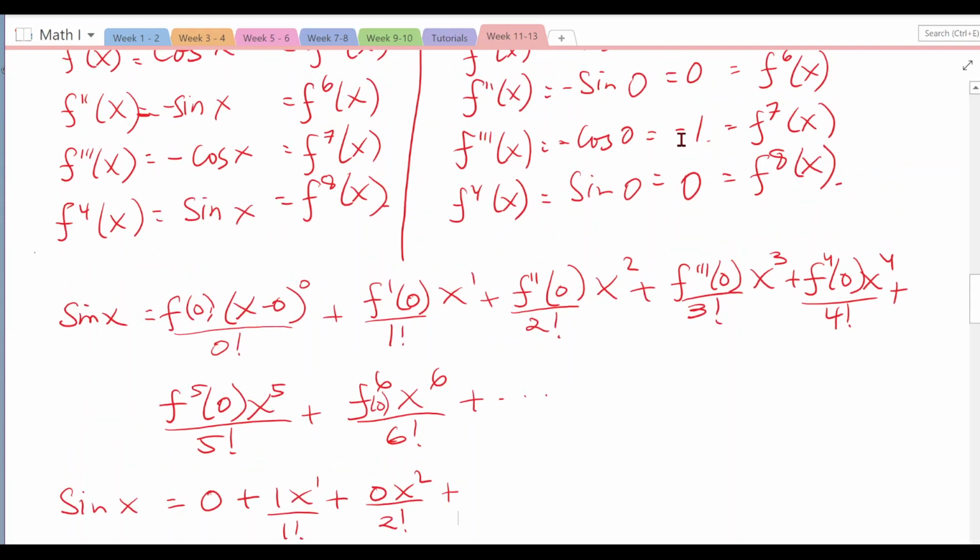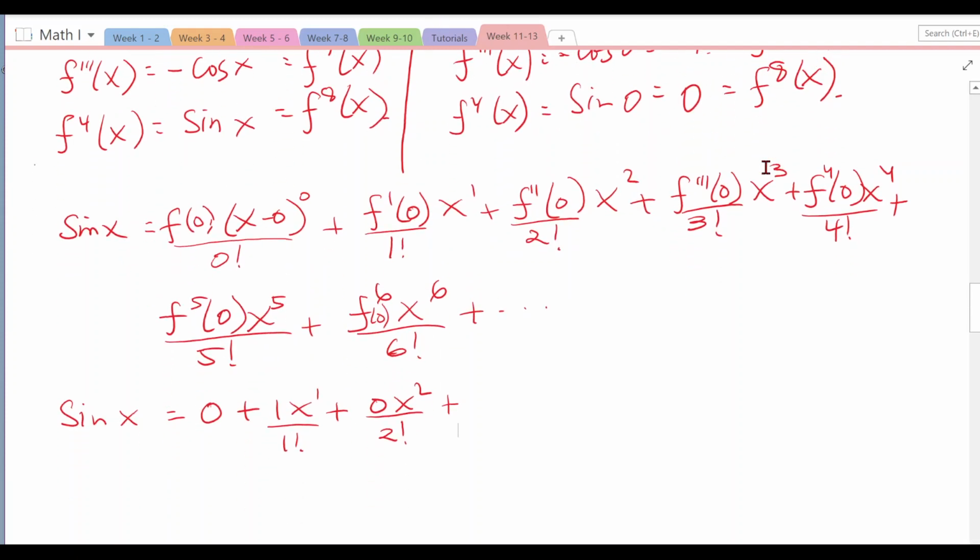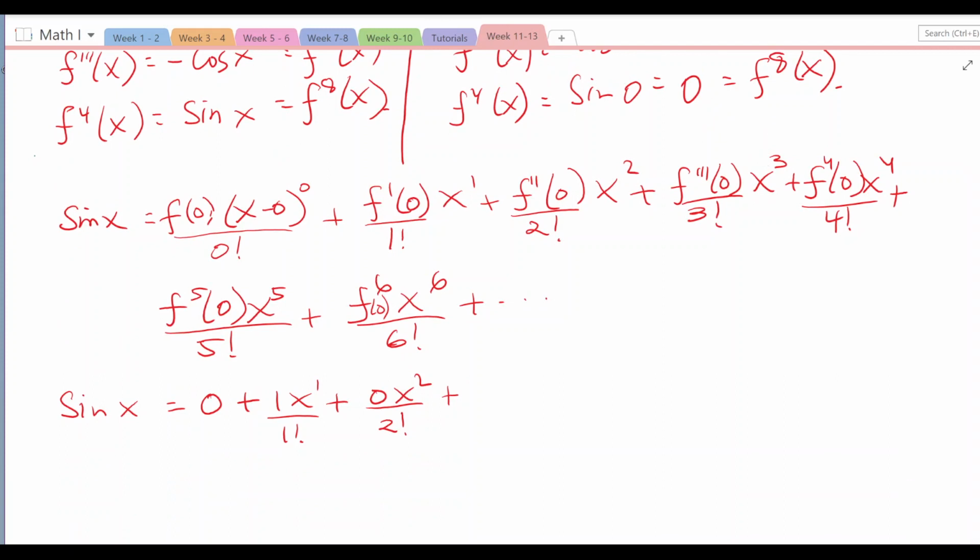And then the next term: first derivative, second derivative, third derivative. The third derivative is negative 1, so this is actually negative x to the power of 3 over 3 factorial, because it's x minus 0. And the fourth derivative is surprisingly 0.